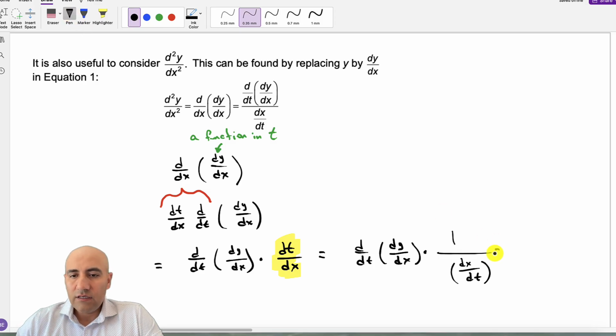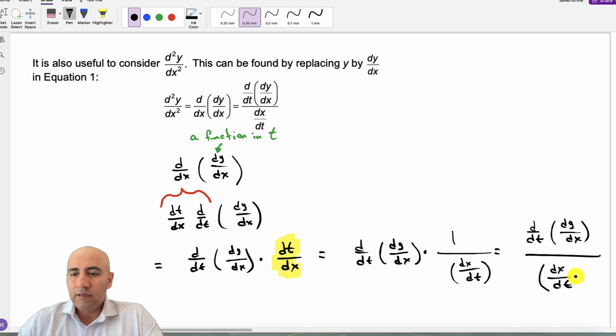So this is equal to d/dt of dy/dx divided by dx/dt, like this, right? And that's what this describes. The derivative with respect to t of dy/dx divided by dx/dt. Okay, so remember, this is going to be a function in t, so we can take this derivative, and then we just divide it by dx/dt. We'll see it in practice in a little bit.